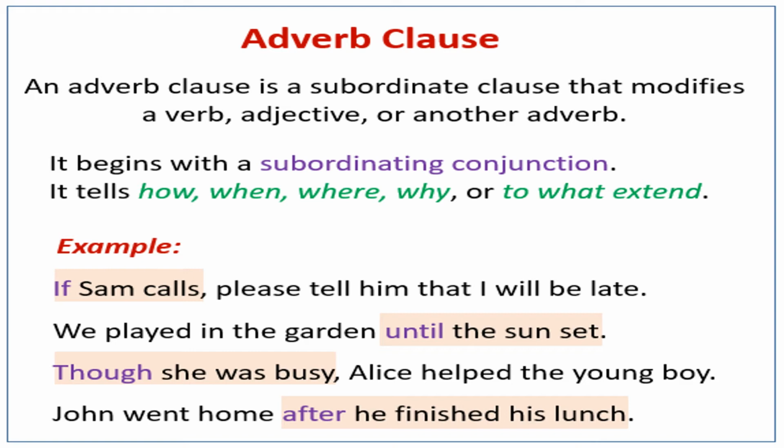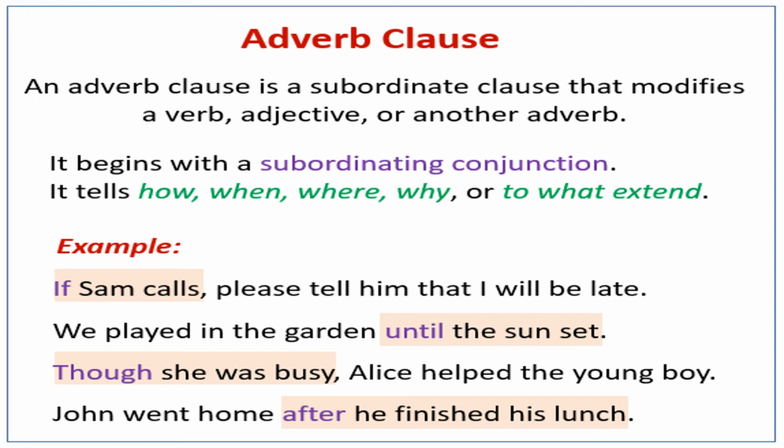Look at the examples. If Sam calls, please tell him that I will be late. So look at this part of the sentence. If Sam calls. It is beginning with a subordinating conjunction, first of all. It has a subject, Sam. It has a verb, calls. And it is modifying something in a sentence. What is it modifying? A verb.